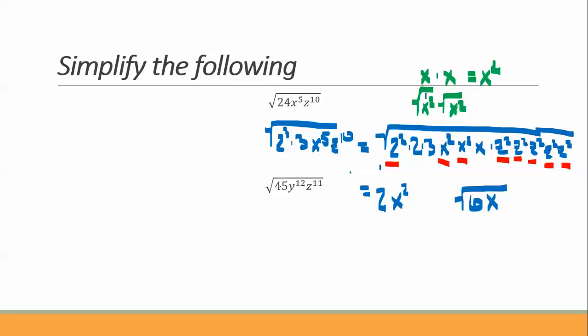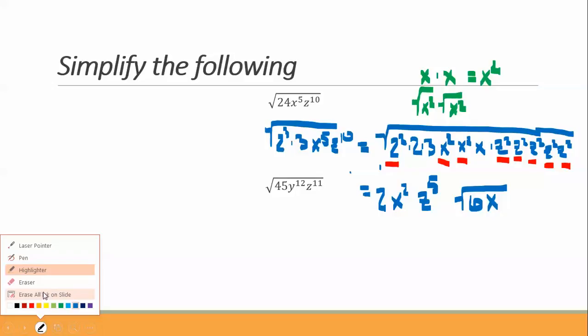And now the same thing happened here, only we have 5 z's come out. So this is going to be z to the 5th, because the square root of z squared is z, but there's 5 of them, so it's z times z times z times z times z, so that's z to the 5th. So the square root of 24 x to the 5th z to the 10th simplifies to 2x squared z to the 5th square root of 6x.